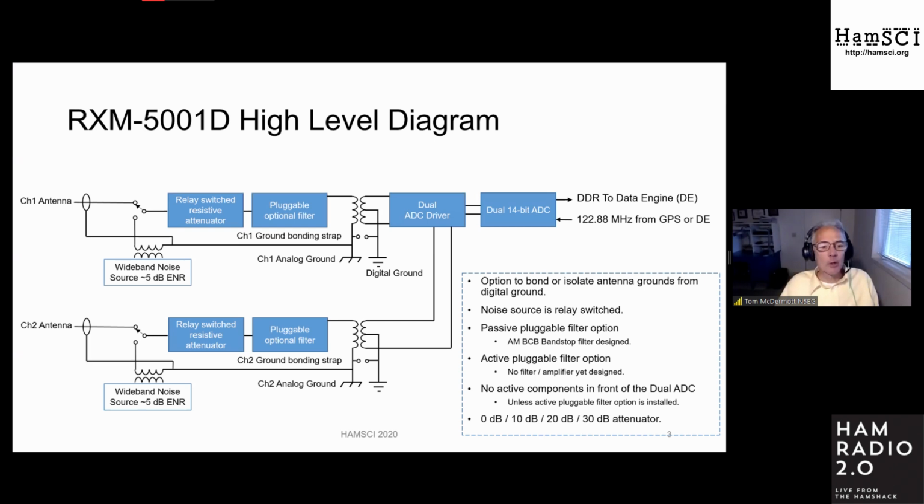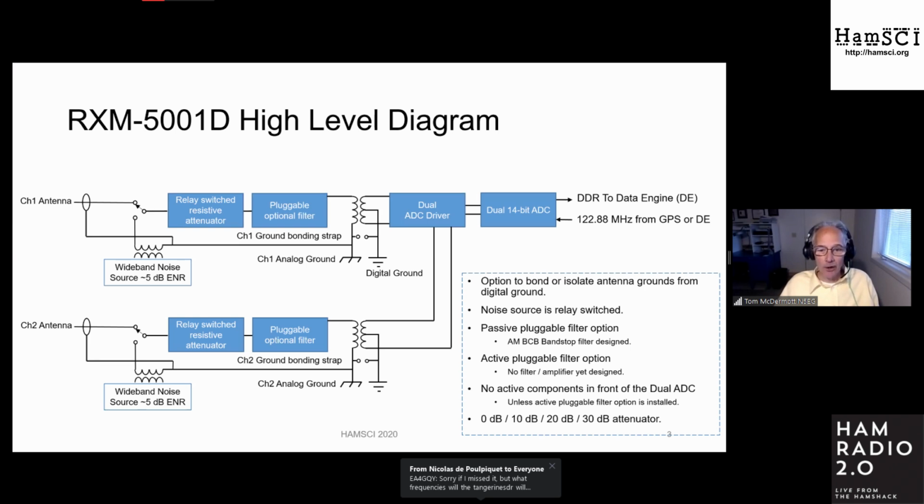The receive signal comes into a relay, and that relay either passes the signal into an attenuator or it selects a wideband noise source. Right now the noise source is set up to provide 5 dB excess noise ratio. That's 5 dB over the thermal noise, and that could be changed with some resistor value changes. Right now we think 5 dB ENR is probably the right amount. It then goes to a relay switched resistive attenuator, and then the optional pluggable filter that Scotty talked about.